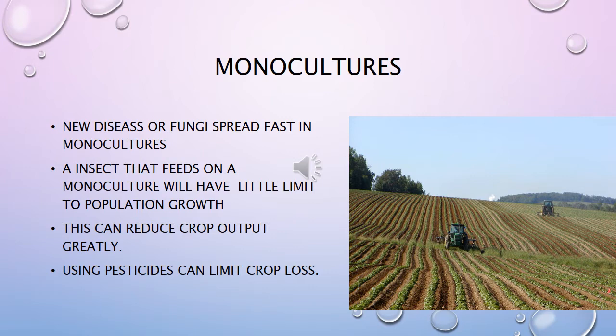Also, insects that feed on a specific plant in a monoculture will have very little limit to population growth, so a grasshopper or a caterpillar or a beetle who feeds on this kind of food source will be able to multiply very quickly and then have a large effect on the crop outcome. So pests of this kind can really reduce the output of a monoculture, and use of pesticides can then help to limit the loss to the farmer. But as with everything else, there is a good and a bad side to this, and I'll come into that later.